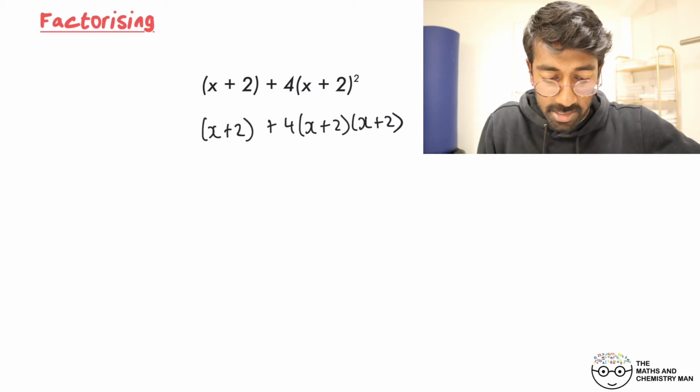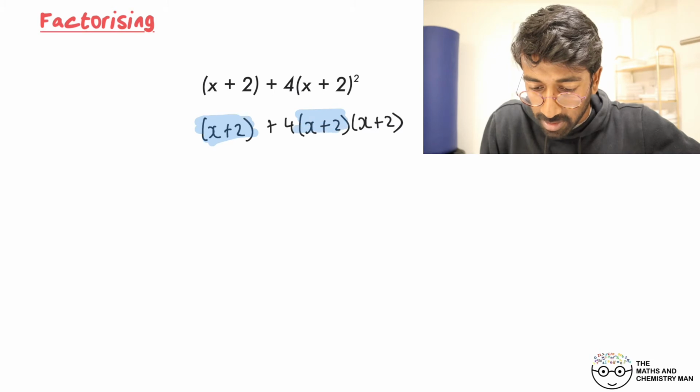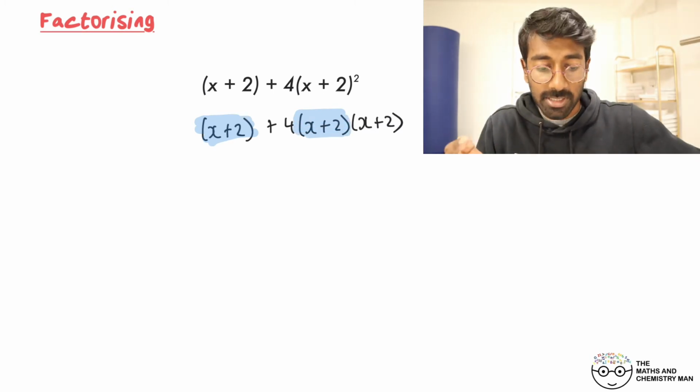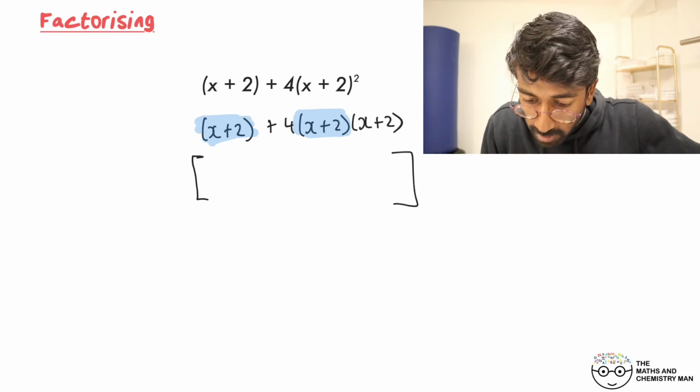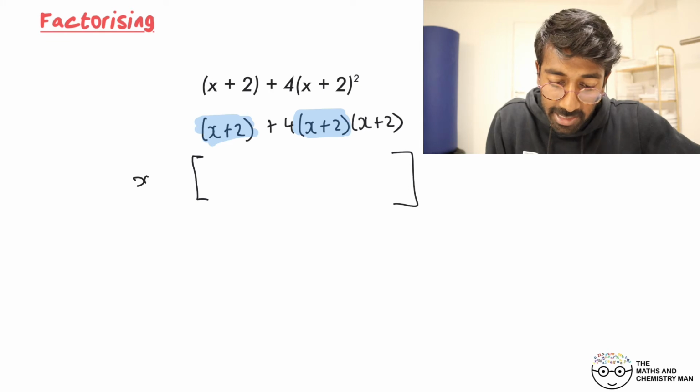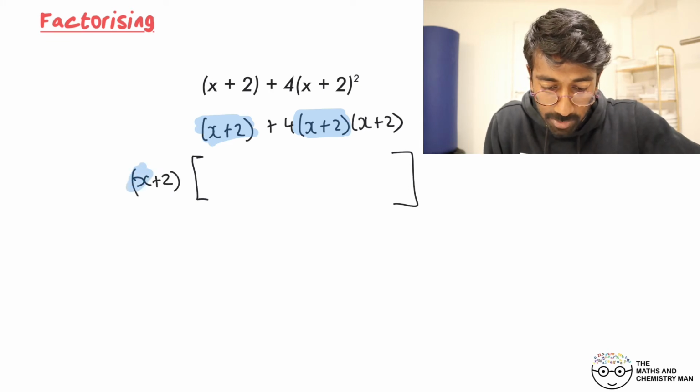And now what you can see is, well, we've got an x plus 2 here and an x plus 2 here. So we can actually factorize that whole bracket out of this expression. So what I'm going to do is open up some square brackets like this, and I'm going to take the x plus 2 on the outside. Let me just color that in blue as well. There we go.